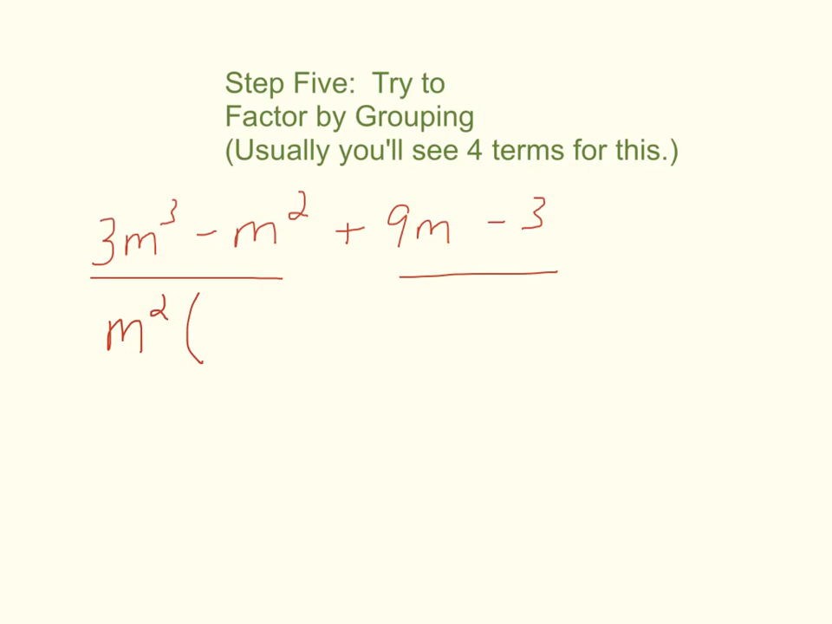To get 3m cubed from m squared, we would need another 3m. And to get m squared from m squared, you need a 1. But notice it's negative, so we're going to have minus 1 here. Okay, so we just factored the first group.